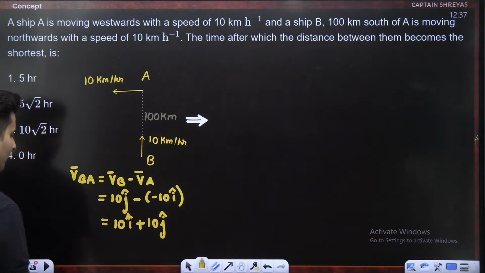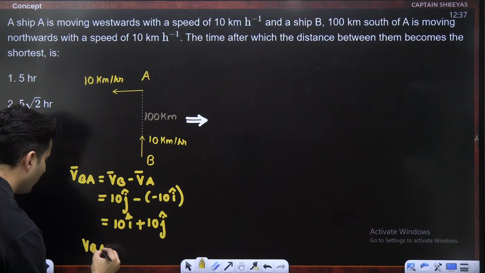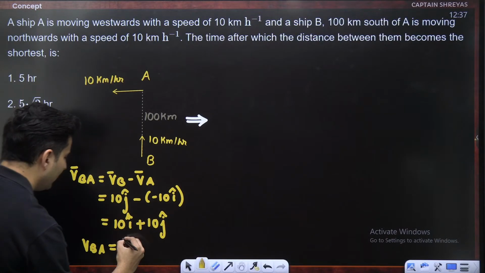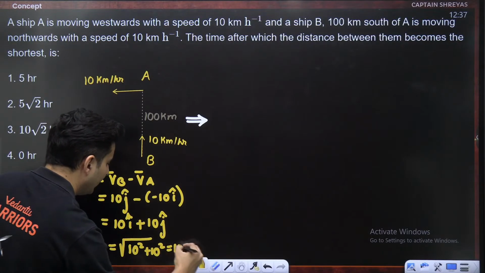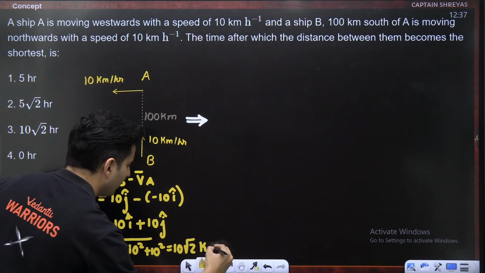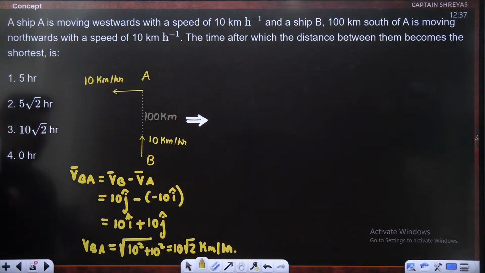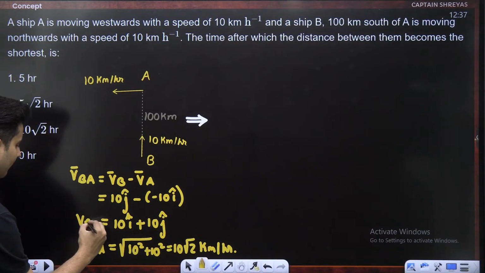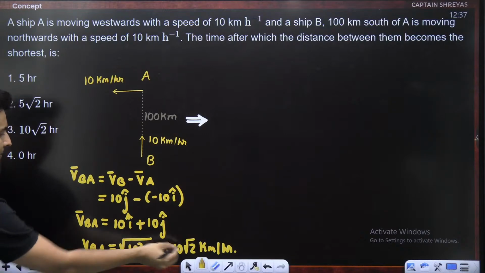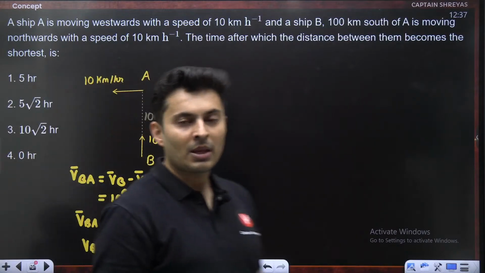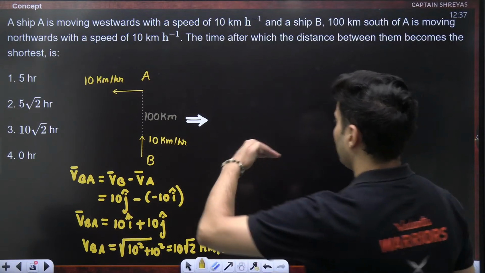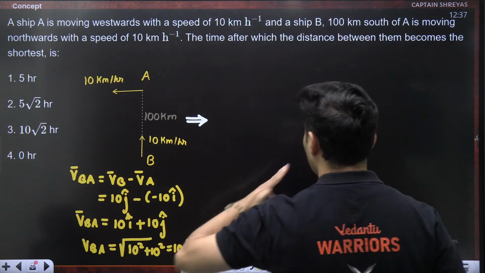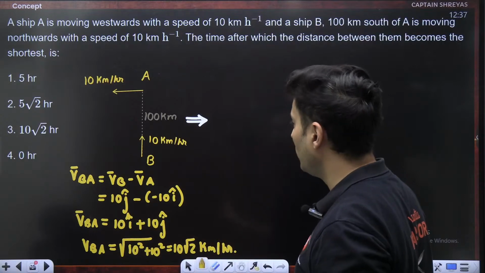Do you guys agree with it? If you just ask me the magnitude of it, it will be root of 10 square plus 10 square, which is 10 root 2 kilometers per hour. So that is the vector over here. This is the magnitude, which is 10 root 2. Now, which direction is it? 10 i cap plus 10 j cap. It is east and north. So it is in the northeast direction for sure.